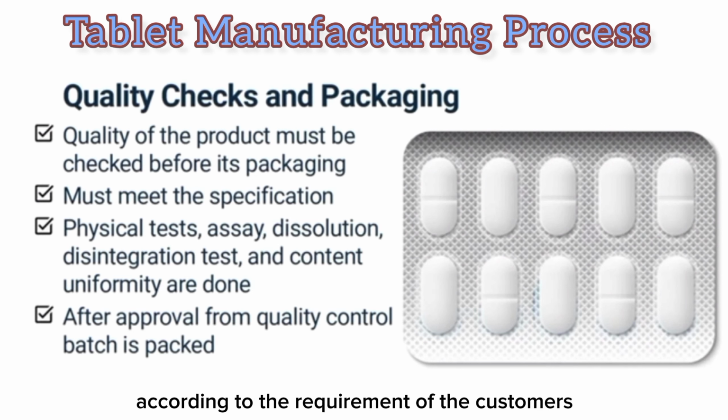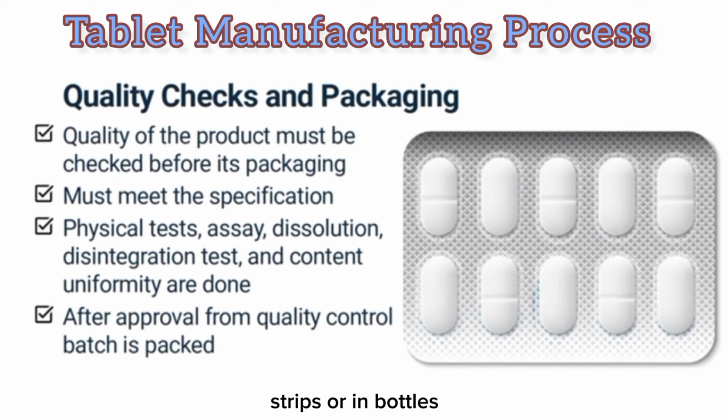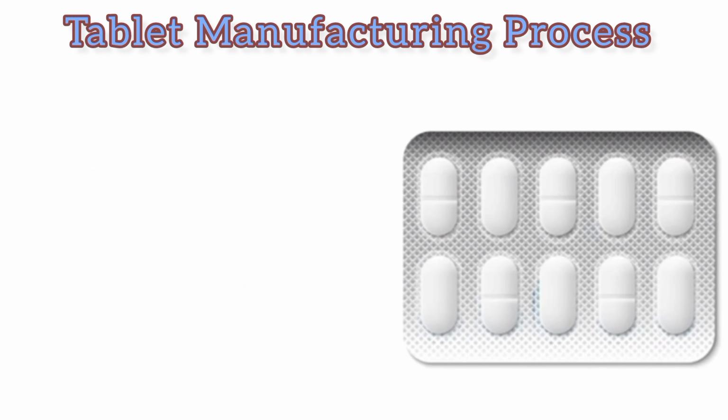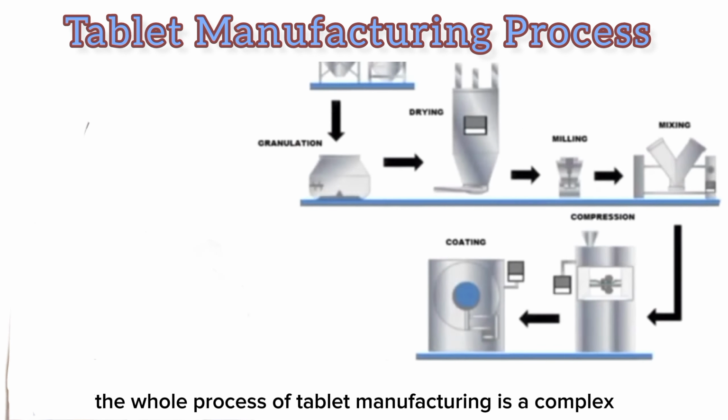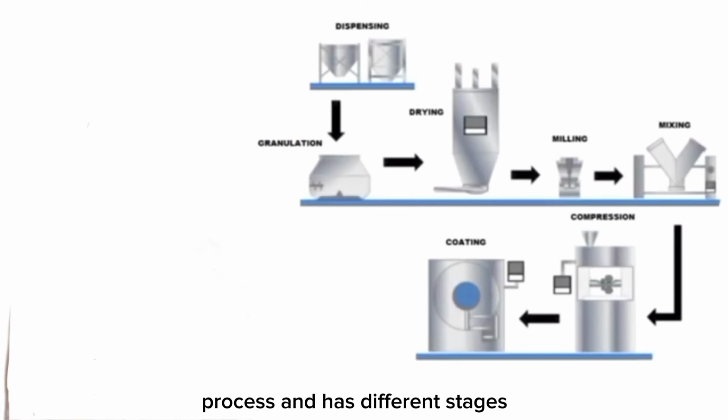Tablets are packed according to the requirement of the customers, and these are packed in blisters, strips, or in bottles. After proper packaging, tablets are shipped to the market for sale. The whole process of tablet manufacturing is a complex process and has different stages. Every tablet passes through these steps and finally reaches the market for patients.